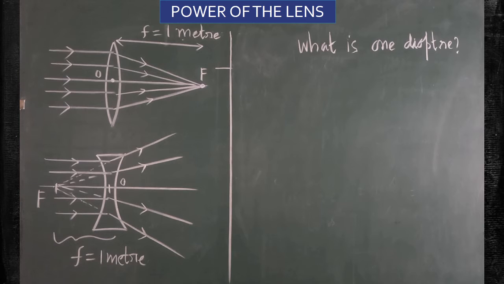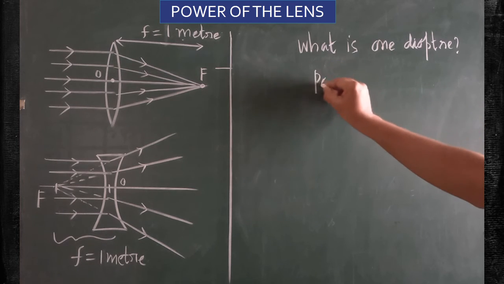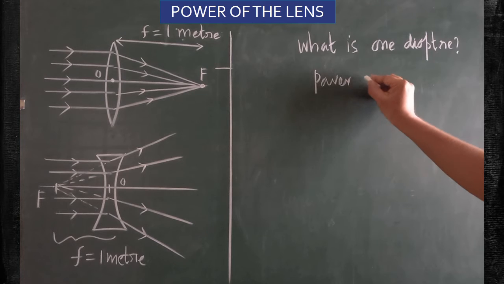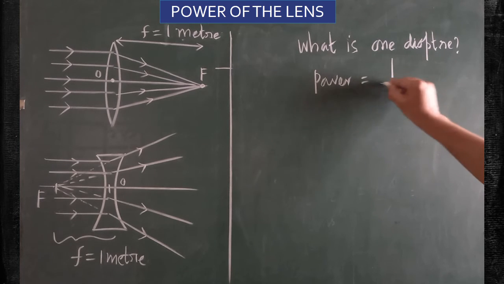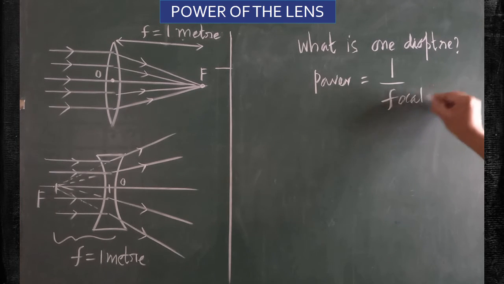Now we are going to see when the power of the lens is said to be 1 diopter. Again, we will come back to the formula. What is the formula to calculate the power? Power of the lens is equal to 1 by f. The reciprocal of the focal length is called the power of the lens.